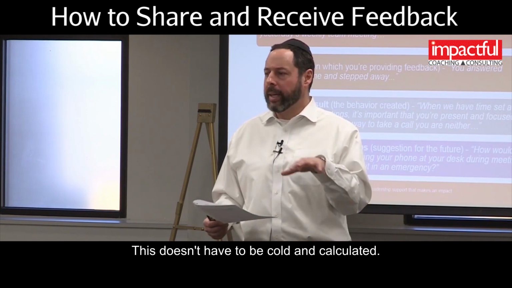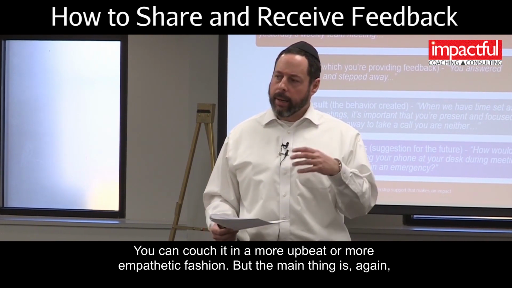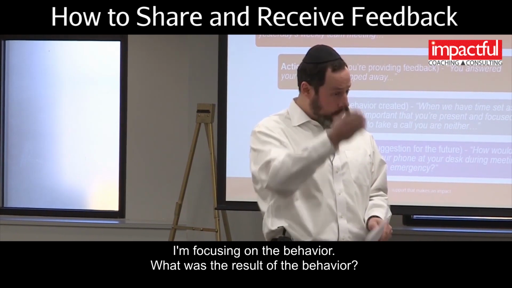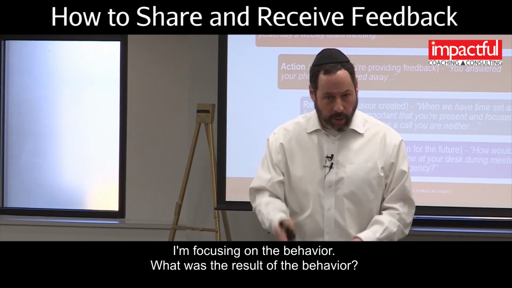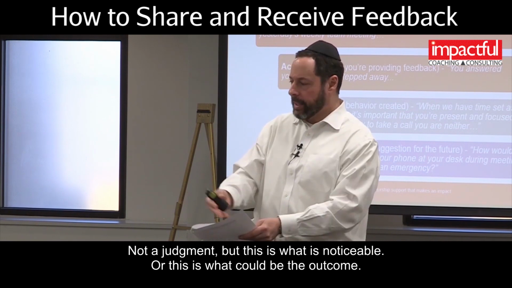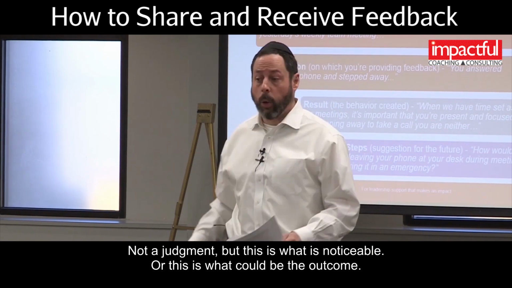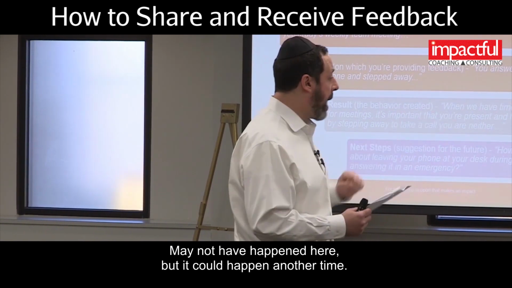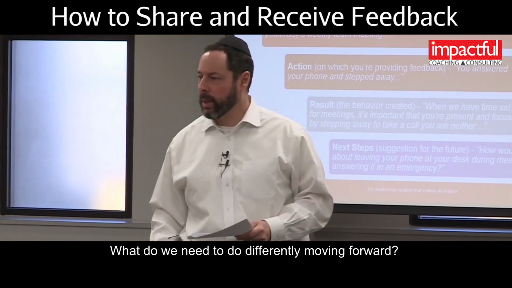This doesn't have to be cold and calculated. You can couch it in a more upbeat or a more empathetic fashion. But the main thing is, again, I'm focusing on the behavior. What was the result of the behavior? Not a judgment, but this is what is noticeable, or this is what could be the outcome. It may not have happened here, but it could happen another time. And what do we need to do differently moving forward?